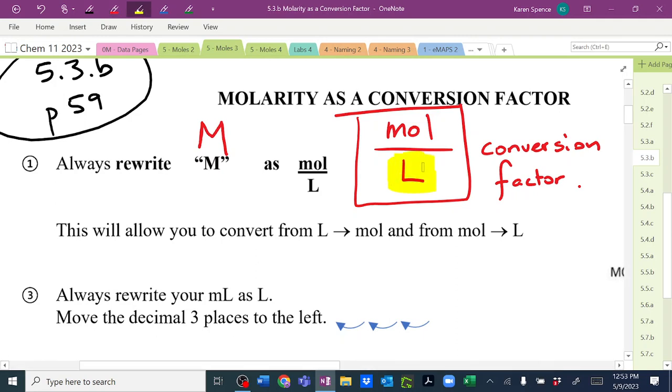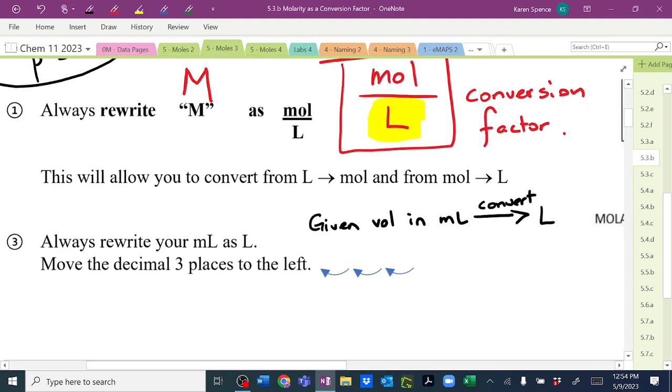Also take note that that conversion factor contains liters. It does not contain milliliters. So if you are given a volume in milliliters, you're going to convert it into liters. Yes? Two ways of doing that.